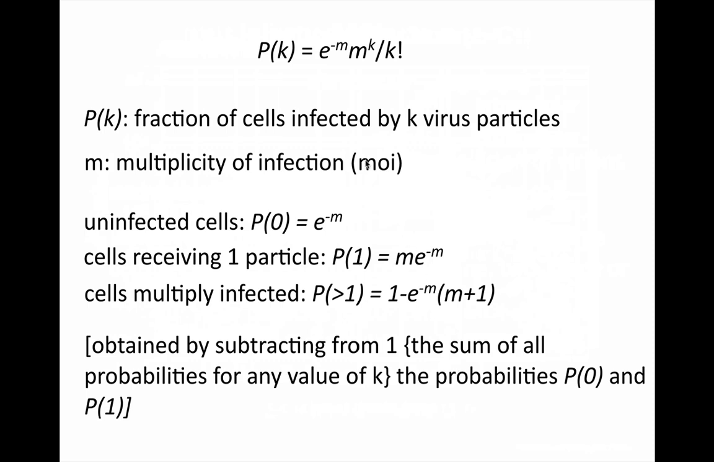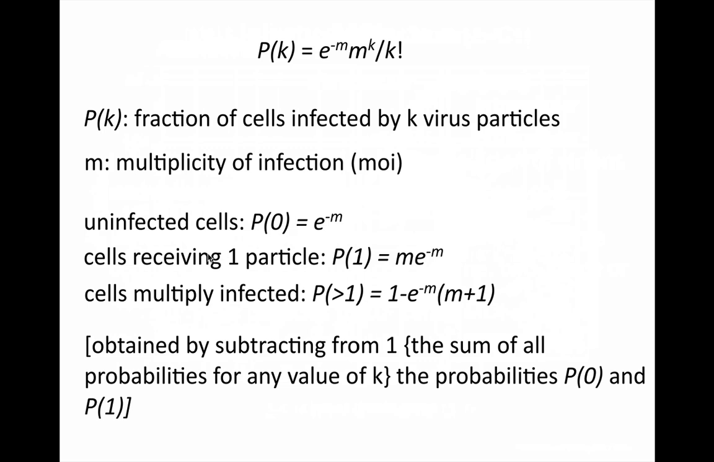Here on the top is the Poisson equation. And it's pretty straightforward. P_k is the fraction of cells infected by k virus particles. So if you wanted to know how many cells got 0, you would simply say P_0. And e is the natural log, of course. m is the multiplicity of infection, which we've just talked about. k in all cases is the number of virus particles. So if you wanted to know how many uninfected cells are in a culture, all you have to do is take the natural log and bring it to the minus multiplicity of infection. And we'll calculate this out in the next slide.